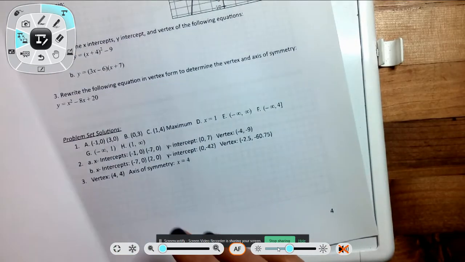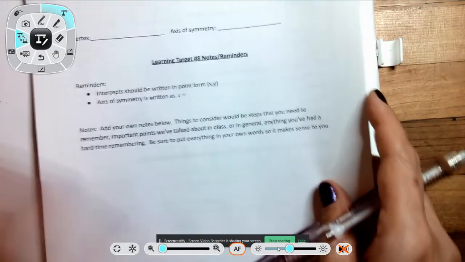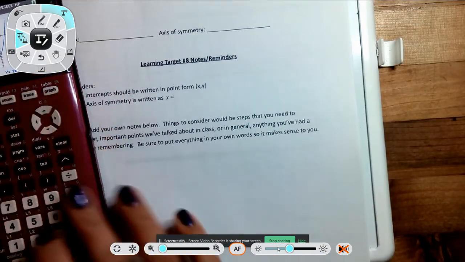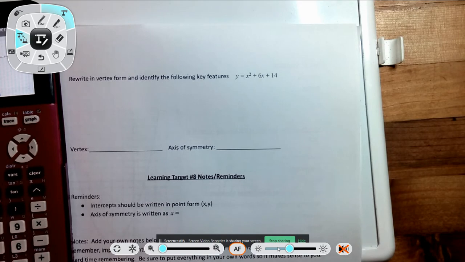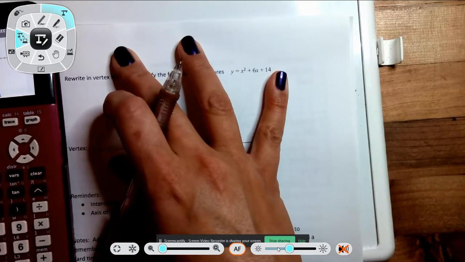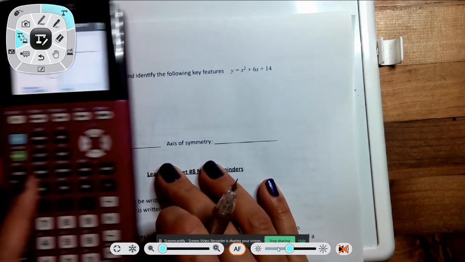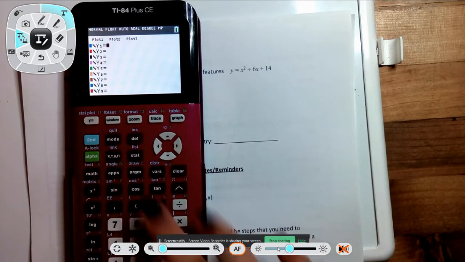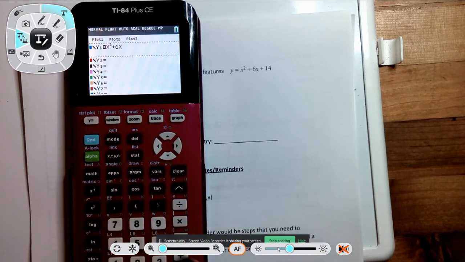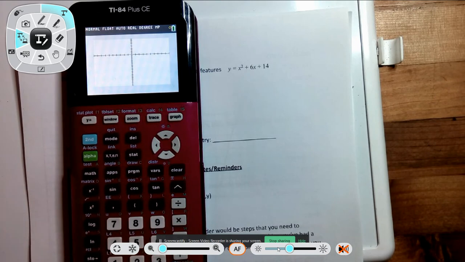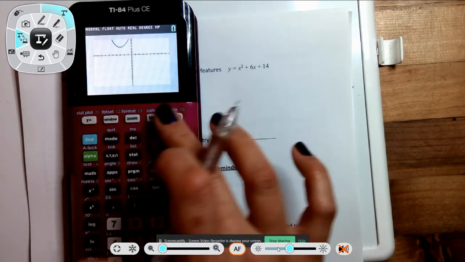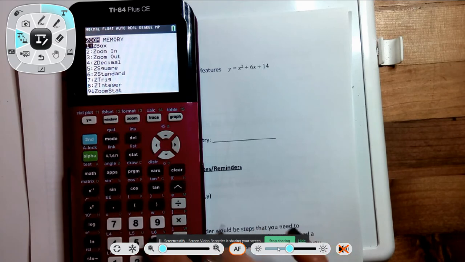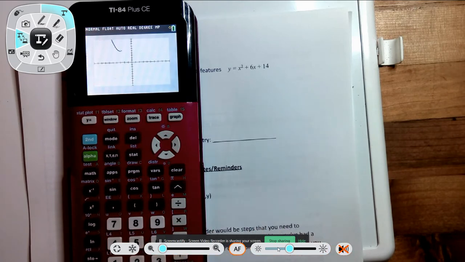All right, our last thing that we're going to go over for this one is rewriting in vertex form. Okay, so we're going to take this equation and we're going to graph it, and then we're going to identify the vertex, and then we're going to write it in vertex form. Okay, this is normally, again, a lot longer process that we would go through to do it by hand, but you guys don't have to this year. So I'm going to type in x squared plus 6x plus 14, and I'm going to graph. Okay, so in this case, if you ever want to move your window back to the normal, you hit zoom 6, okay, the standard one.